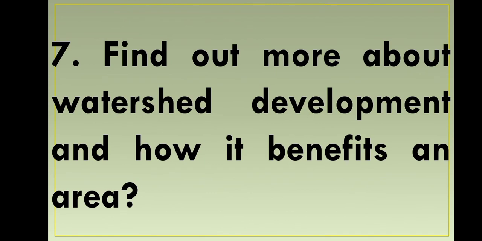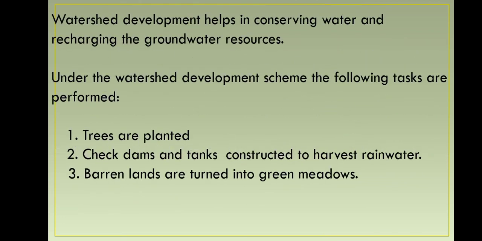The last question is, find out more about watershed development and how it benefits an area. So what is watershed development? Actually, watershed development is a program, a kind of arrangement, which helps in conserving water in any area and recharging the groundwater resources. So this is watershed development. Under this scheme, many tasks are performed. Trees are planted, then check dams are prepared and tanks are constructed. For what purpose? For rainwater harvesting. Barren lands are turned into green meadows.